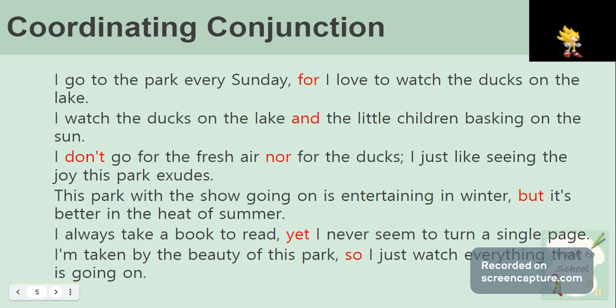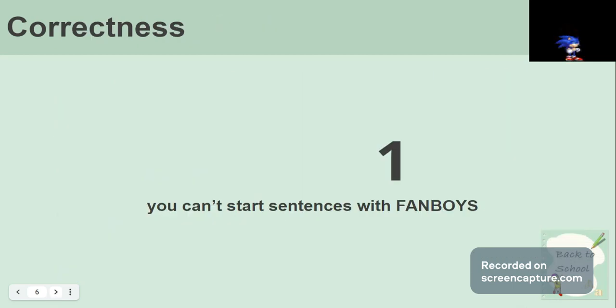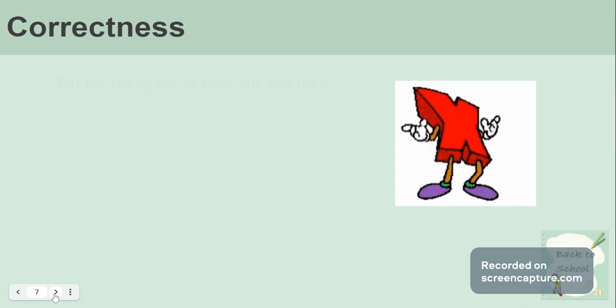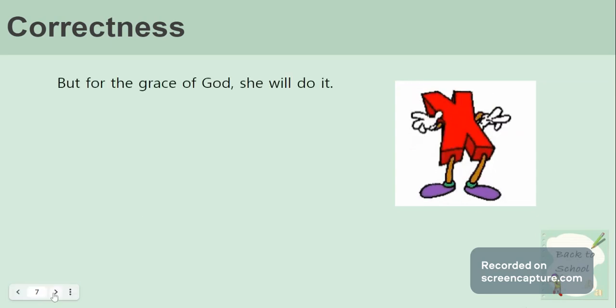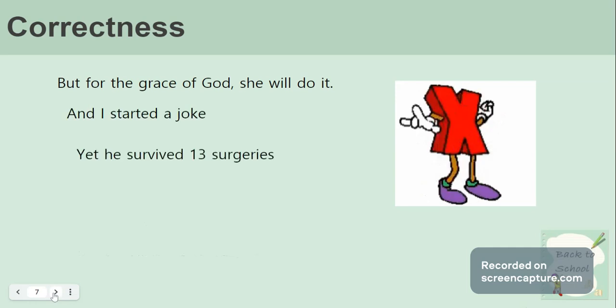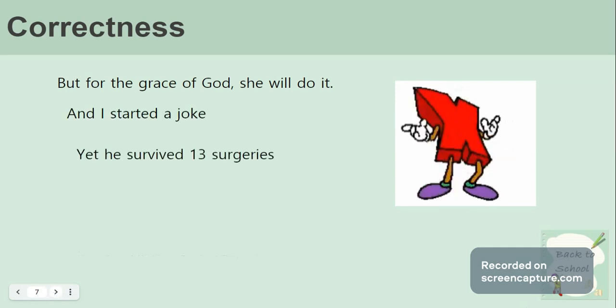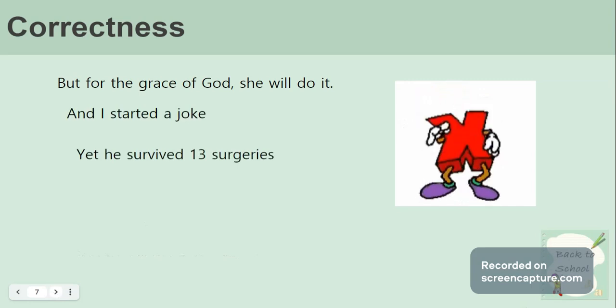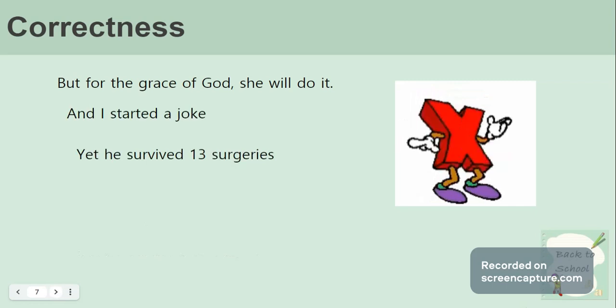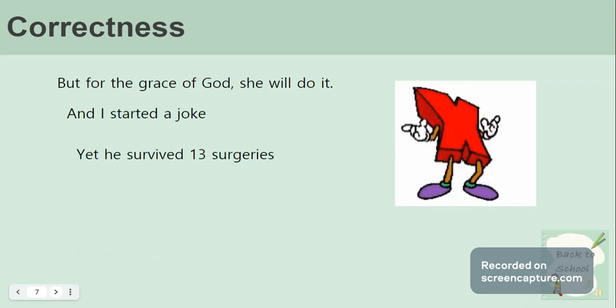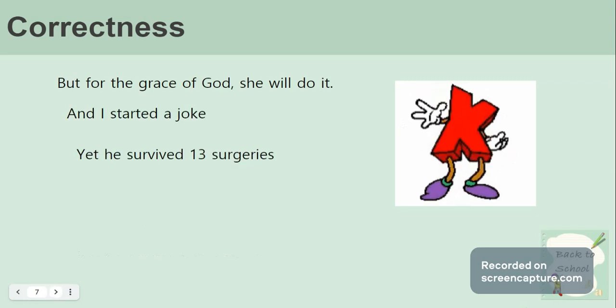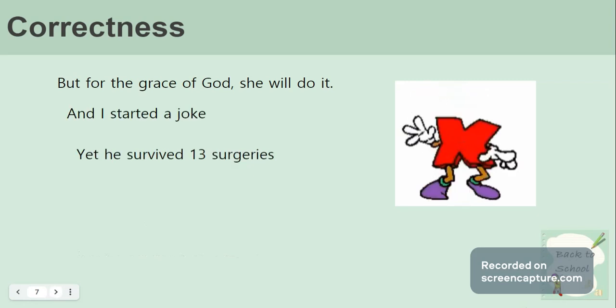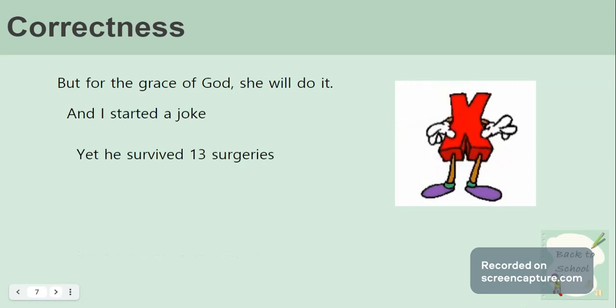Very good. Number six, you can't start sentences with FANBOYS. For the love of God, Montessori, for example, these ones. Please pay attention to these ones. But for the grace of God, she will do it. And I started a joke. Yet he survived 13 surgeries. Okay, once again, coordinating conjunctions, you cannot use them as the start of your sentences. But there is an exception to the rule. Once again, you can use these ones in literature pieces. You can write in literature with these ones, but not for formal writing. It's a no-no for formal writing.